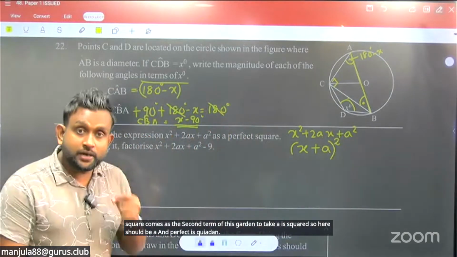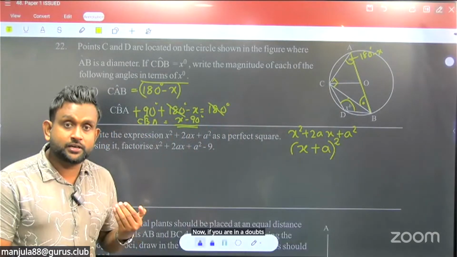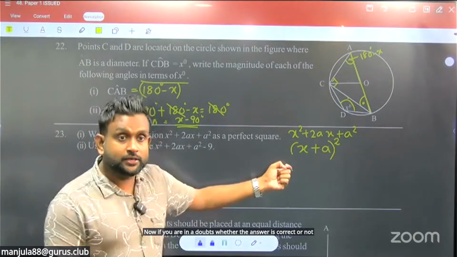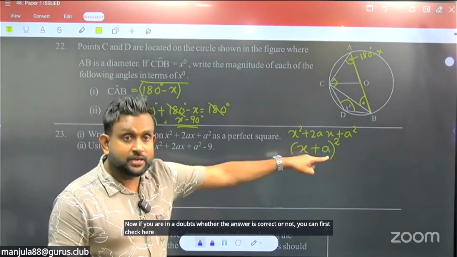Now, if you are in doubt whether the answer is correct or not, you can first check here: x plus a, perfect square.